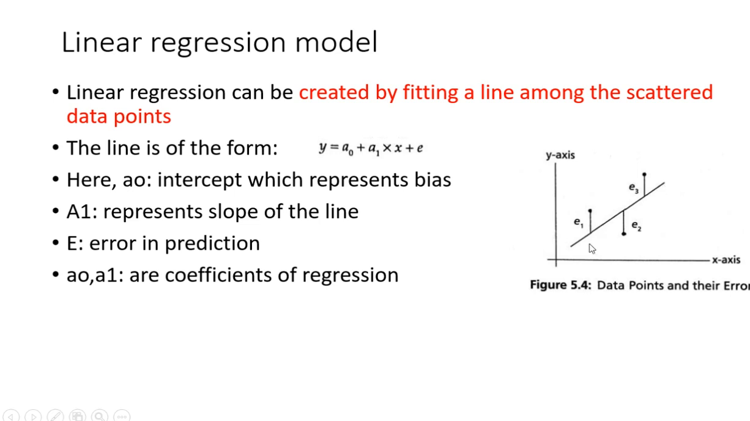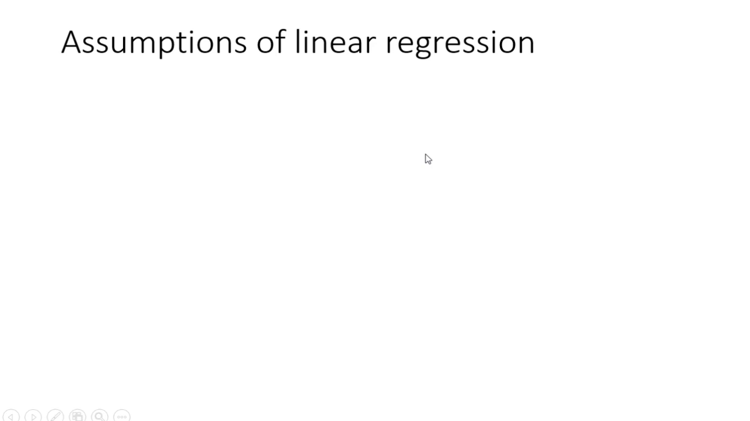So this line would be mathematically given as y is equal to a0 plus a1x plus e, where a0, a1 are the coefficients of regression, a0 is the intercept which represents the bias, a1 represents the slope of the line, and e is the error in prediction.